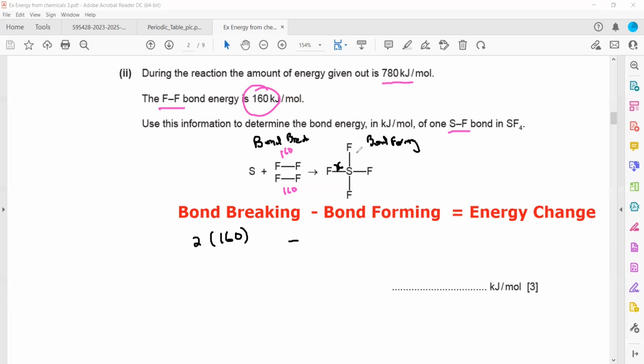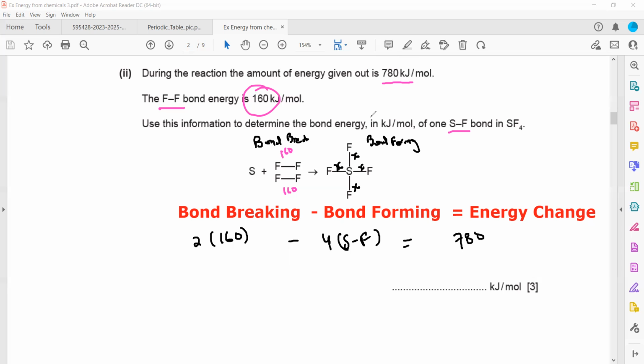If I say this is X, this is also X, this is also X, and this is also X. How many bonds are forming? 4 SF bonds are forming. So we can say 4X, or you can also write 4 SF, like 4 bonds of SF. Both ways are fine. This equals the energy change. What is the energy change?